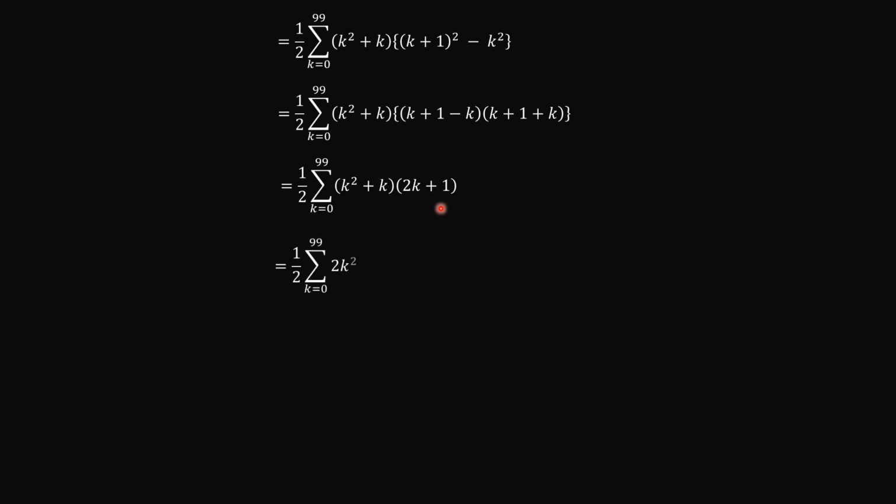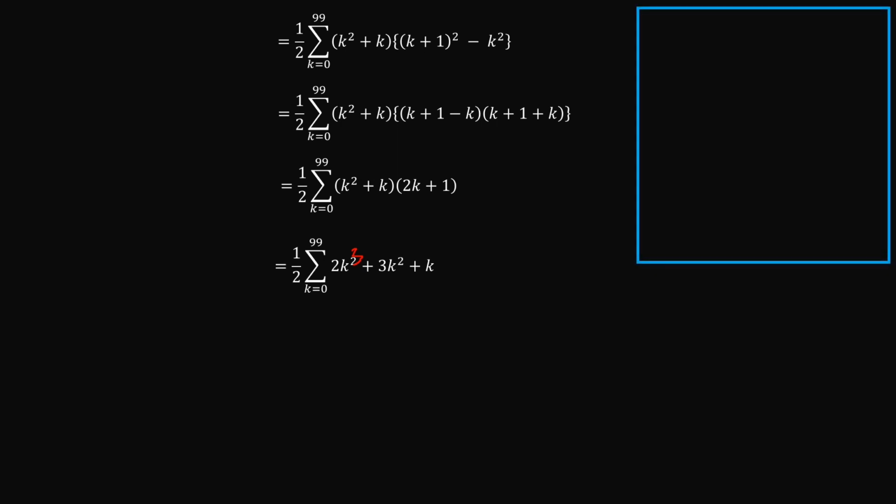So when we multiply the two things together, we get a summation of 2k squared plus 3. This is actually 2k cubed, so I should be very careful here. Cubed plus 3k squared plus k.